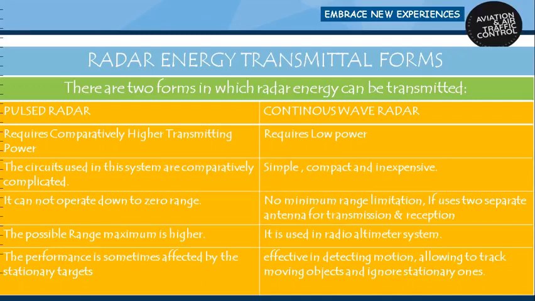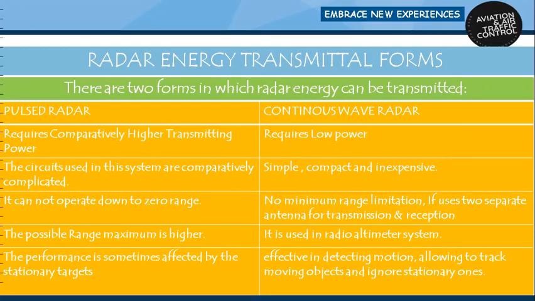Pulse radar systems require higher transmitting powers, thus the circuits are complex, whereas a continuous wave radar system uses low power and simple, compact and inexpensive circuits. Pulse radar cannot operate at zero range, but its maximum range is higher. Continuous wave radar uses separate antennas for transmitter and receiver. Thus, there is no minimum range limitation. Therefore, it is used in the airborne radio altimeter system.